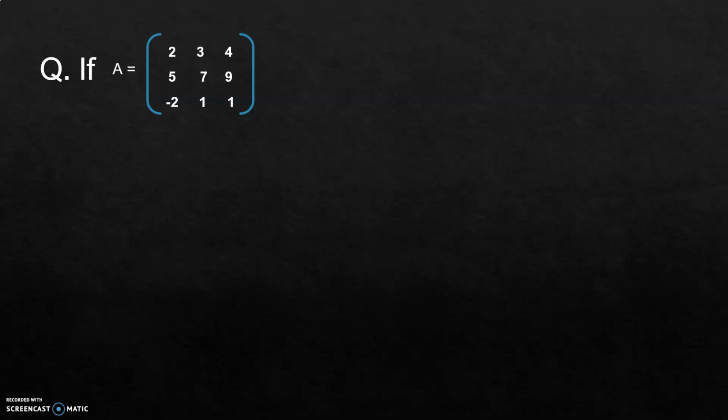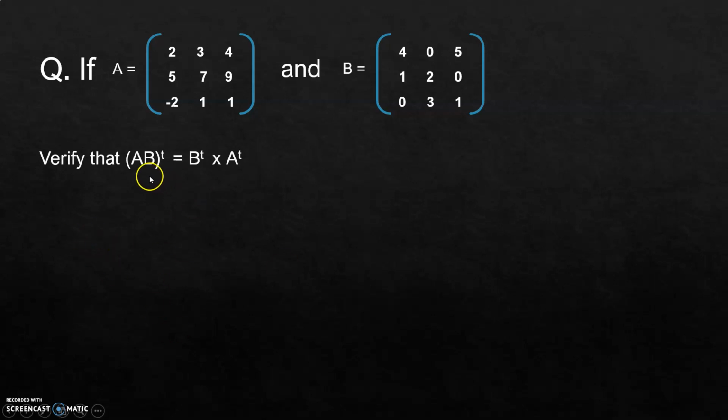If A is equal to [2, 3, 4; 5, 7, 9; -2, 1, 1] and B is equal to [4, 0, 5; 1, 2, 0; 0, 3, 1], for the 3 by 3 square matrices, the question is to verify that (AB) transpose is equal to B transpose into A transpose. So the question is clear. We need to find (AB) transpose, so A into B, transpose, equal to B transpose into A transpose.